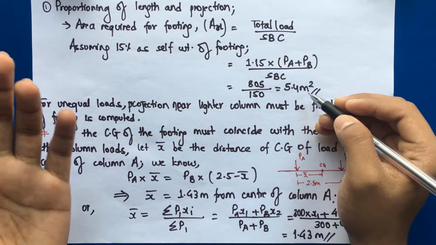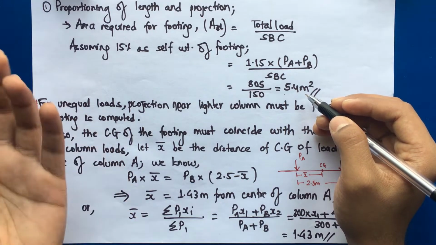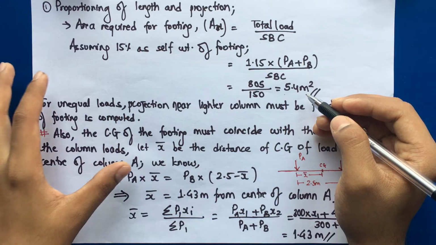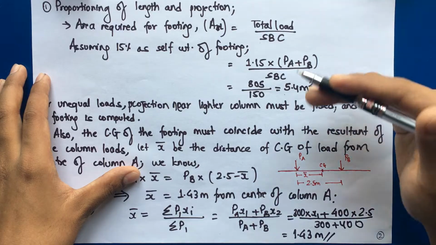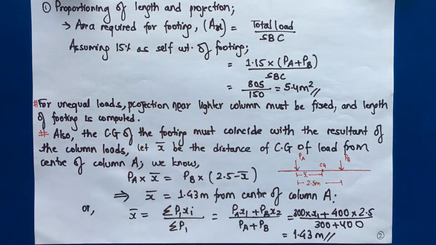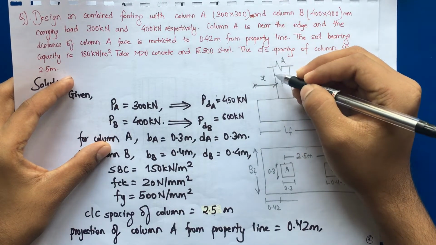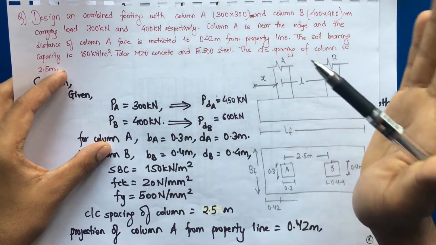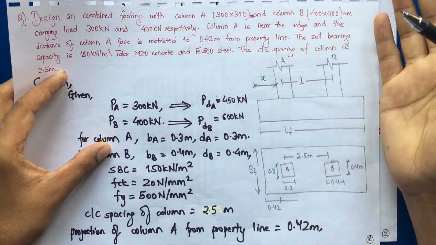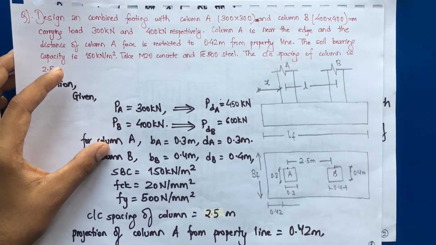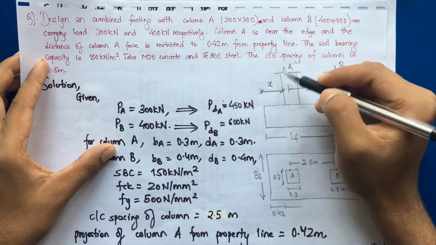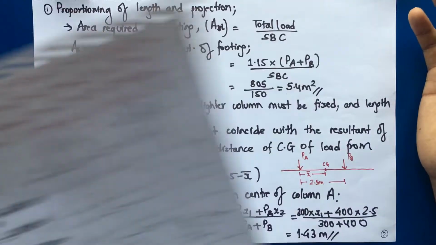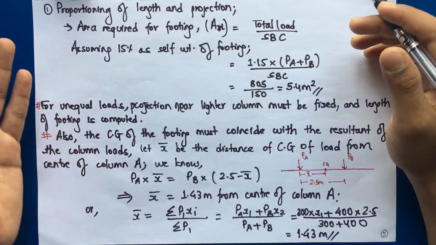And there is a different way of considering the length of the footing, which is different from that of the isolated footing. In the combined footing, we may have equal loads on the columns, or we may have unequal loads. For unequal loads, the projection near the lighter column, so this is the lighter column A, must be fixed. But in our question we have already been provided with the projection, so we don't have to fix it. But if we were not provided with the projection from the property line, then we would have to fix it first and then determine the length of the footing. So that is one point we have to understand.